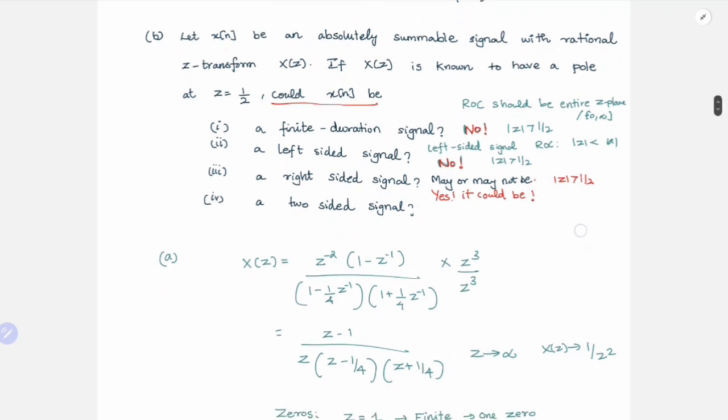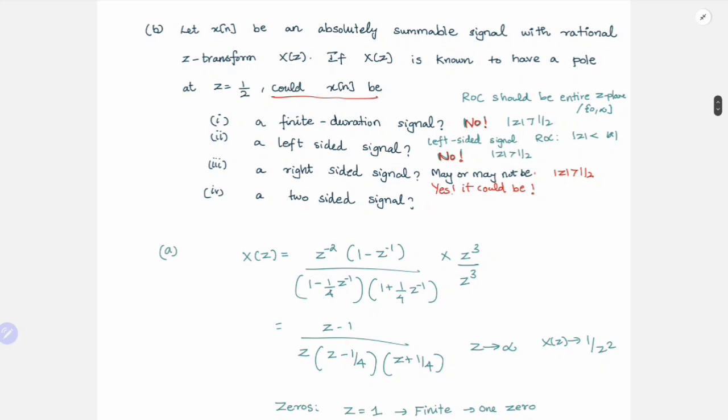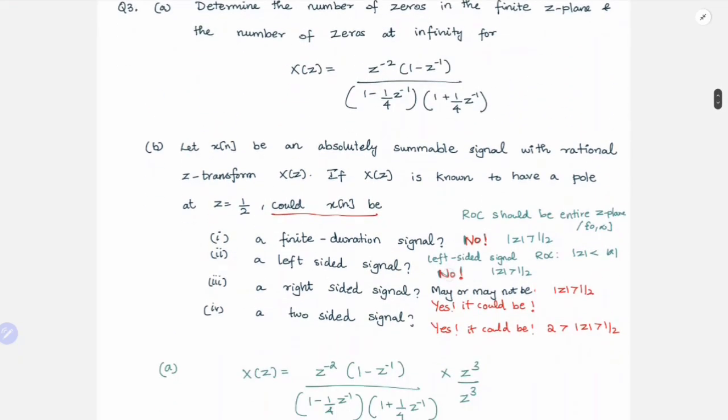So mod z is greater than half. Could it be a right-sided, two-sided signal? Again, the same reasoning. Yes, it could be. For example, 2 greater than mod z greater than half. This is one example where you have a two-sided signal case. Okay. So this is your question 3.